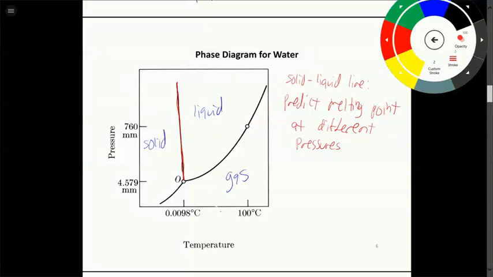Okay, so that's the solid liquid line, and then we also have this other phase change line, which I'll show in green here. This is the liquid gas line, which allows you to predict boiling point as a function of pressure. Anywhere on this line is where we're able to boil the substance, where the liquid and the gas coexist or interconvert. So that gives you the boiling point at different pressures.